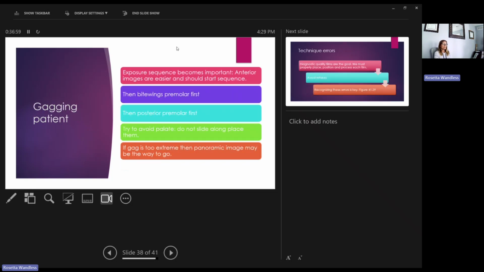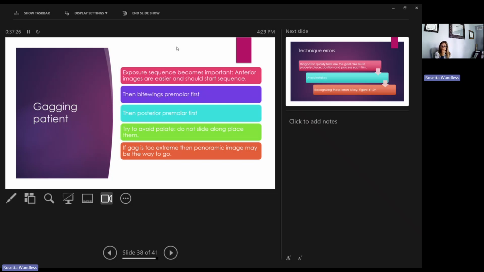Now, what happens if we have a gagging patient? We're going to try to start with the anteriors. That's recommended, so we don't even start the gag. So exposure sequence becomes important. Anterior images are easier and should start the sequence, then your bite wing premolar, then your posterior premolars, and try to avoid the palate and do not slide along, place them.